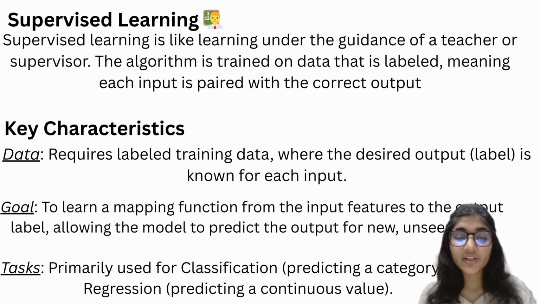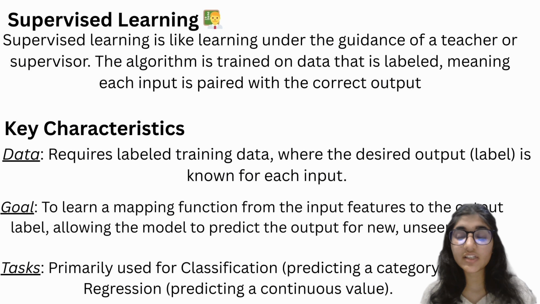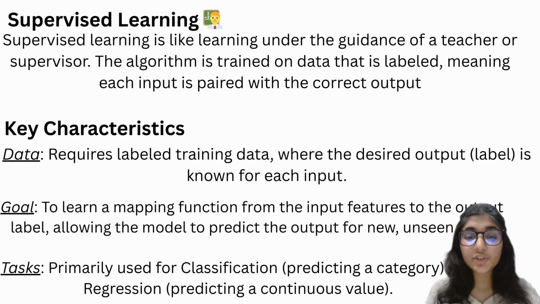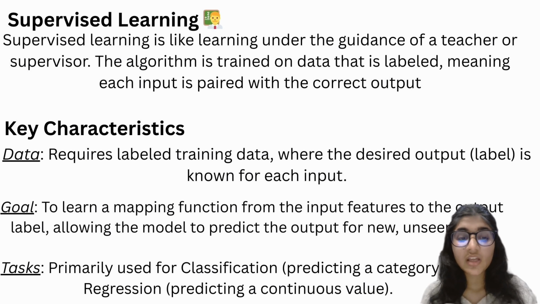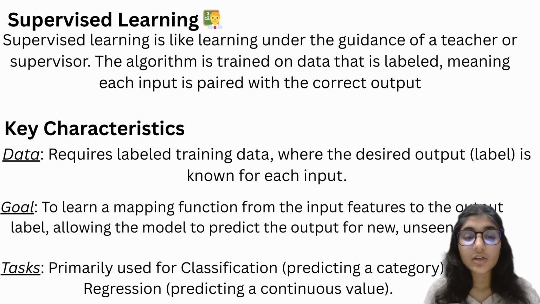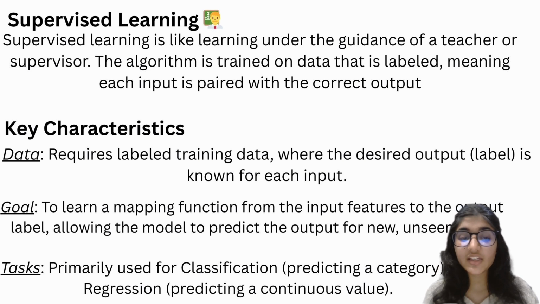Now its characteristics are: data that requires labeled training data where the desired output label is known for each input, and the goal is to learn a mapping function from the input features to the output label, allowing the model to predict the output for new unseen data. Tasks include, primarily used for classification, that is predicting a category, and regression, that is predicting a continuous value.